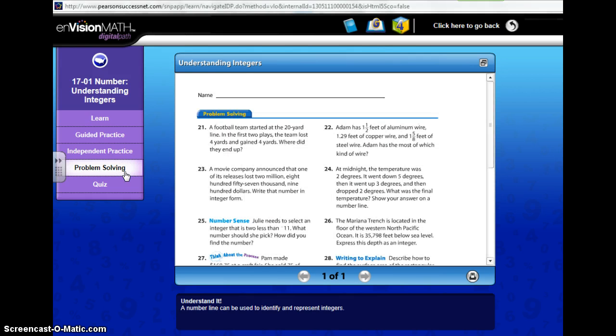Okay, now I want you to listen carefully to some examples that we're going to do together. On your board, I'd like you to write 20 yards. You're on a football field and you are at the 20-yard line. In the first 2 plays of the game, the team lost 5 yards and then gained 4 yards. Don't read that, I'm using my own numbers. Where did they end up?